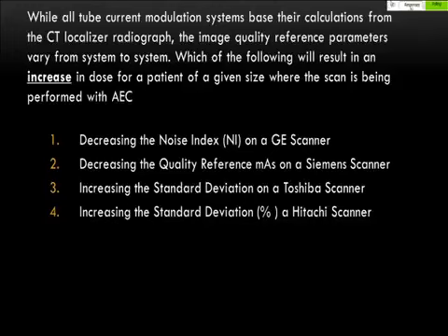If you decrease the noise index on a GE scanner, if you decrease the quality reference mAs on a Siemens scanner, if you increase the standard deviation on a Toshiba scanner, or if you increase the standard deviation or percentage on a Hitachi scanner. There's their image quality parameters. Ready? Go.